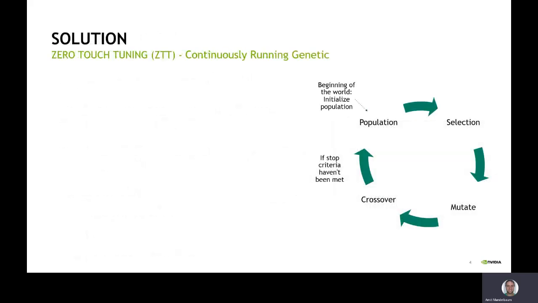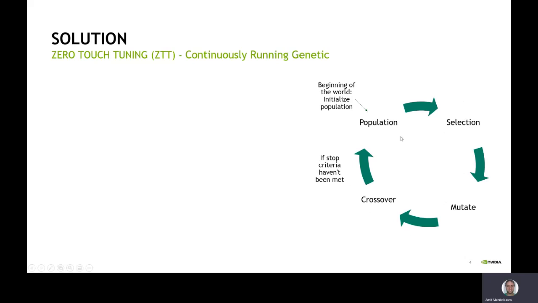To solve this, we present here zero-touch tuning, a continuously running genetic algorithm, which is fast, simple, and is able to run dynamically on the networking device. What we do is we take the very basic genetic algorithm and do some slight modifications to the algorithm to meet all the requirements. First, we'll just recap the basics of genetic algorithms.